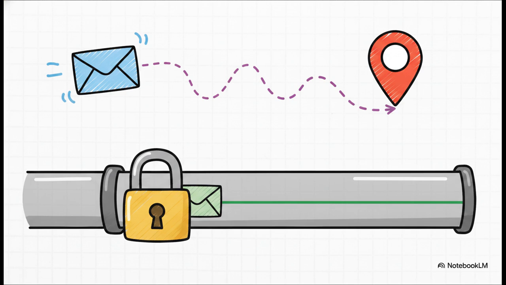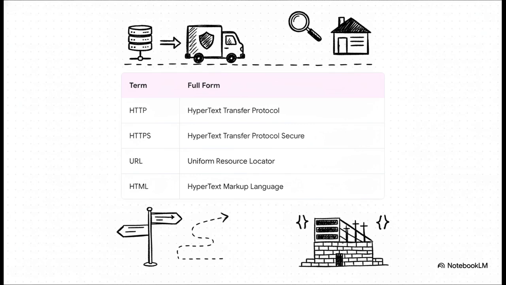A VPN acts as a secure, private, encrypted tunnel that completely hides your real IP address from the rest of the network. Now, what's really fascinating here is how these next 4 acronyms team up to actually bring you a website. HTTP stands for Hypertext Transfer Protocol, and HTTPS is just the secure version of that. Think of them as the delivery trucks transferring data back and forth.